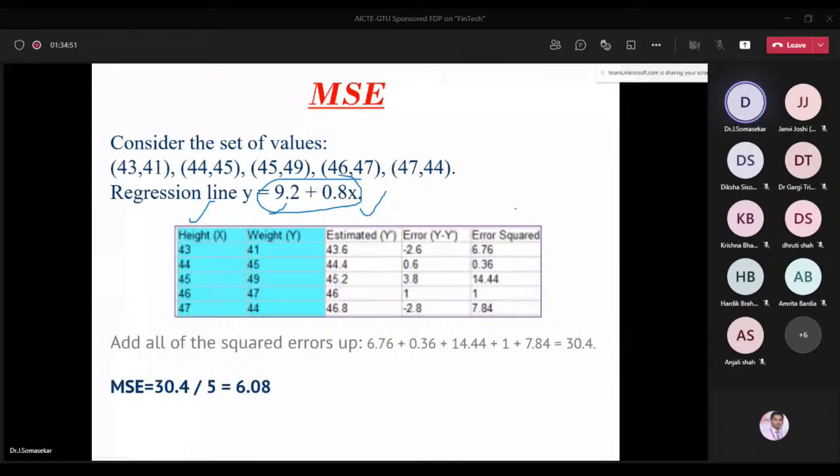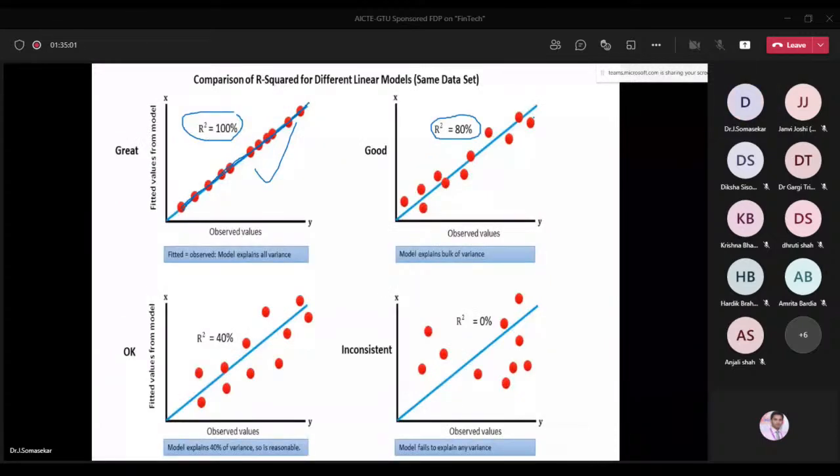Suppose we take the second one, R square is 80%, that means 0.8. Some data points are touching the regression line, some are a little bit away from the regression line. That's why we are getting 80%. If I take R square as 40%, most of the data points are a little bit away from the regression model. If it is 0%, none of the data points is close to the regression model, that's why R square is 0. That is the worst case.